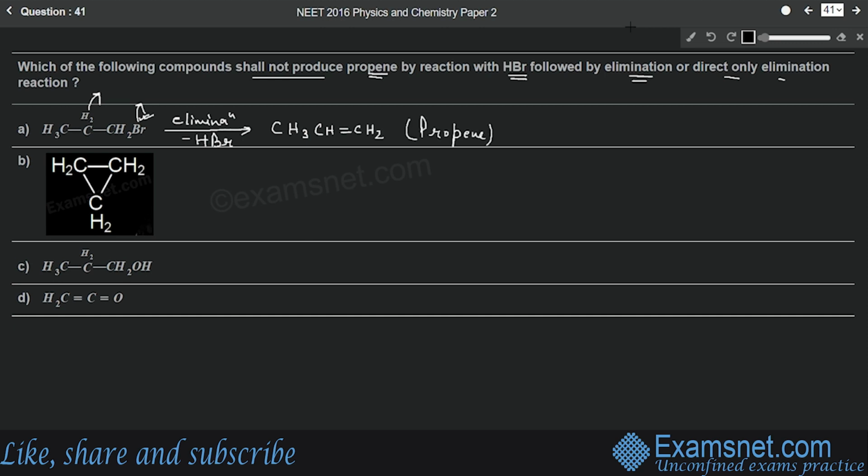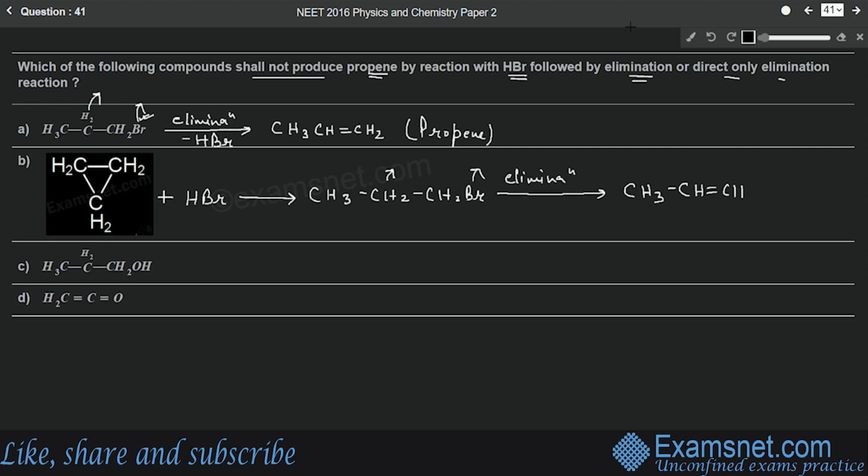But the question says which of them will not produce propene. So this is not the answer. Now in the second one, this is cyclopropane. So first it will react with HBr, and the bromine will get introduced here. The product will be CH3, CH2, CH2Br, and after that elimination can be done. Again bromine and one of the hydrogens from here will be eliminated, and as a result the product obtained will be propene, CH3, CH, double bond CH2. Again propene is obtained.